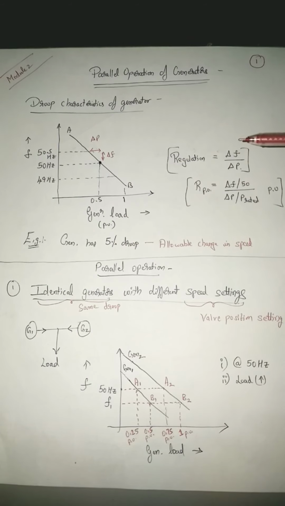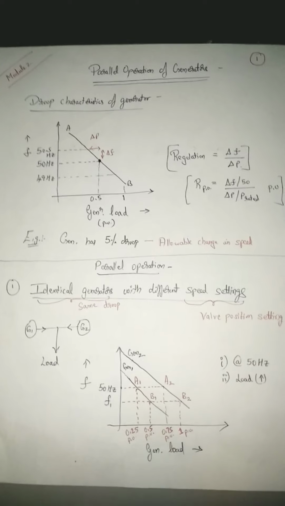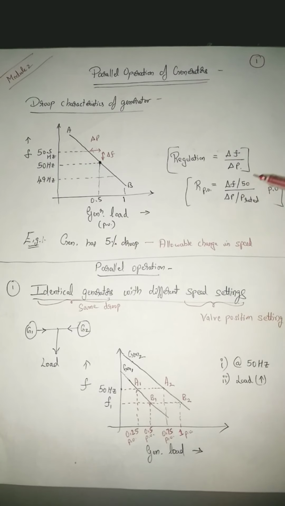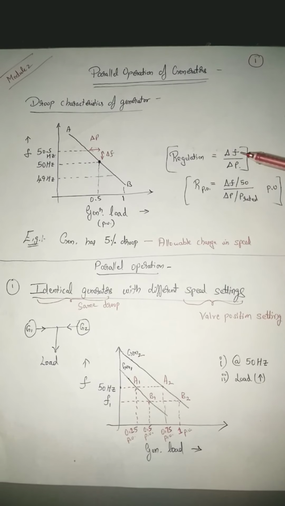Regulation is defined by delta F by delta P. Delta refers to change, so delta F is the change in frequency, and delta P is the change in load demand on the generator. So regulation is the ratio of the change in frequency caused by the change in demand in the system. To be specific, it is the unit change in frequency due to the unit change in load demand.